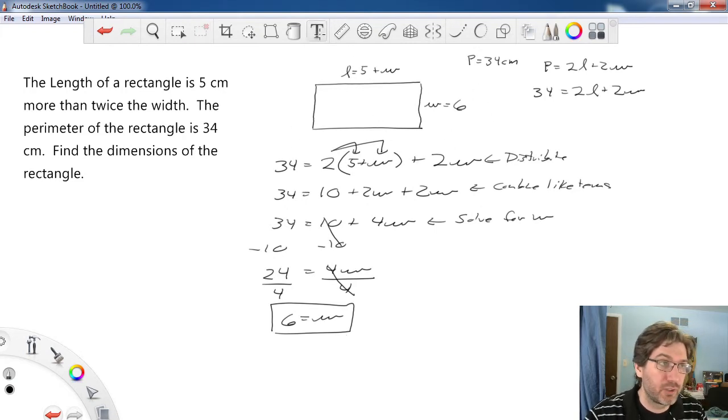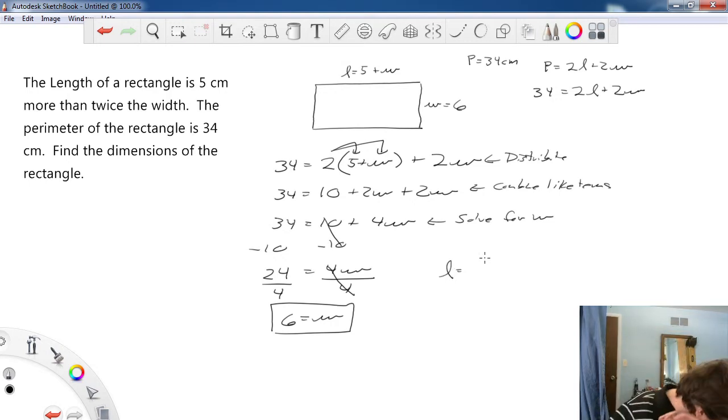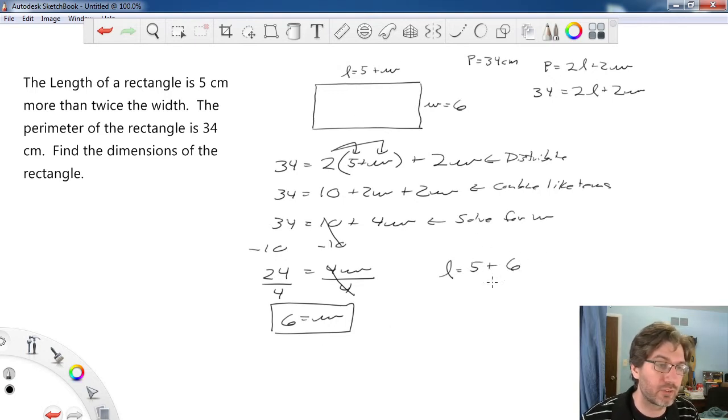Once you know what one of them is, you can plug back into really either of your formulas to solve, but this one here is going to solve for length anyways, so we might as well plug it into here. So we're going to get L equals 5 plus W, and we know W is 6, so L equals 11. Everything is in centimeters here, so we're going to say centimeters and centimeters. So these are your dimensions. This is L, and this is W.